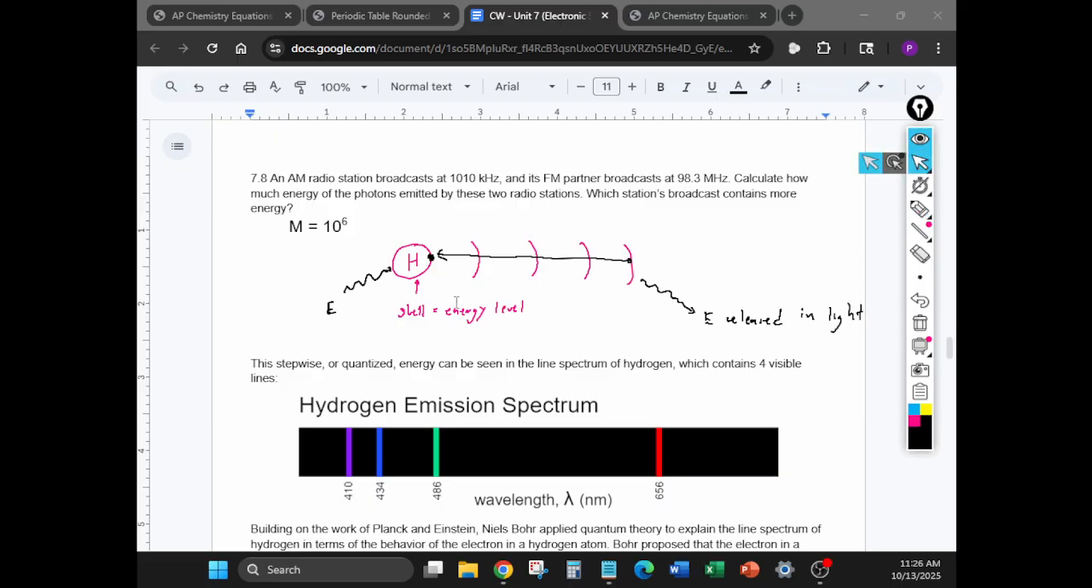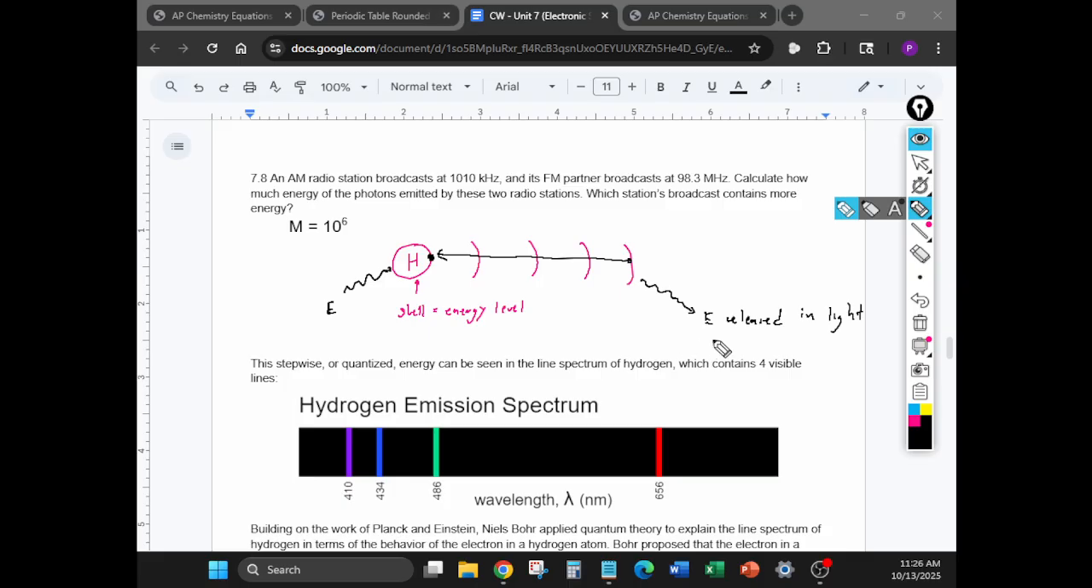Okay, and so this is how we can talk about quantized energy in terms of an atom. The electron can only go to these quantized levels. It can't go to level like 2.5. It has to go to level 2 or level 3. And once it gets there and drops back down, it's going to release a certain amount of light.